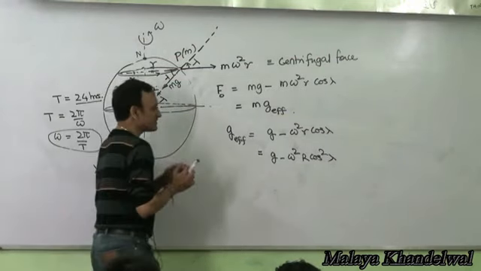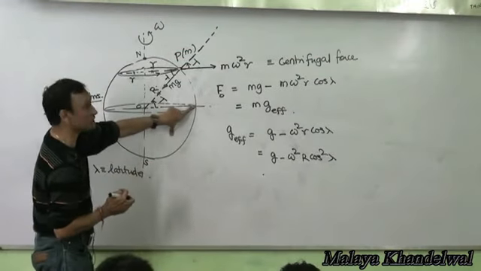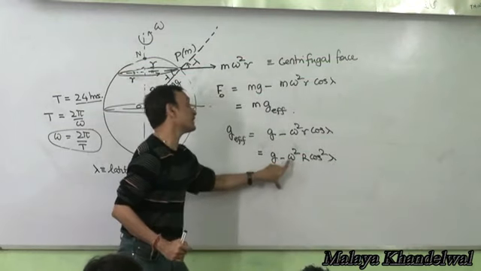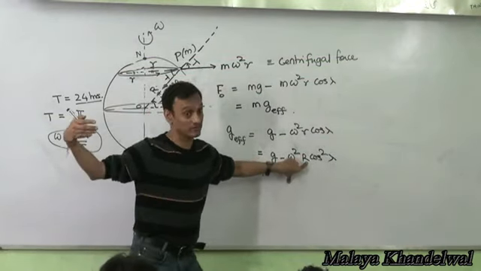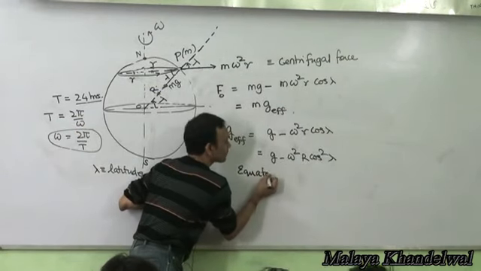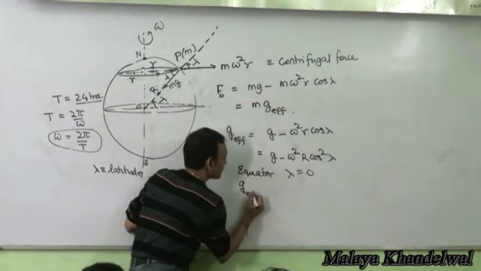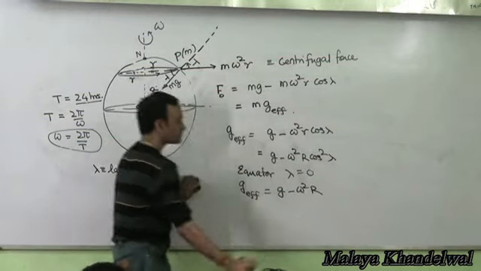Very clearly, on the equator, lambda is 0. So g effective becomes g minus omega squared capital R cos lambda, and cos lambda would be 1 when lambda is 0, at the equator. So g effective becomes g minus omega squared R.